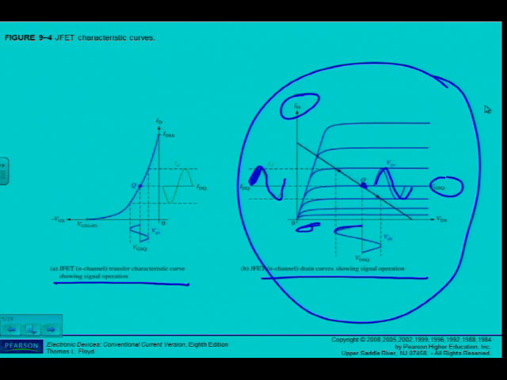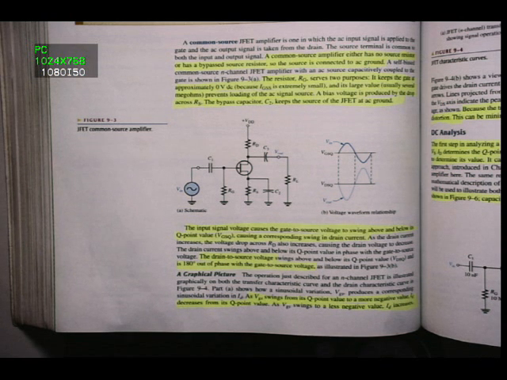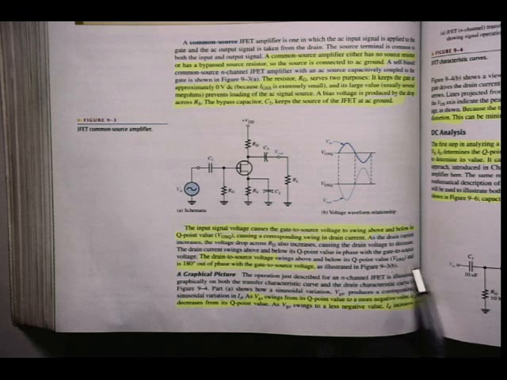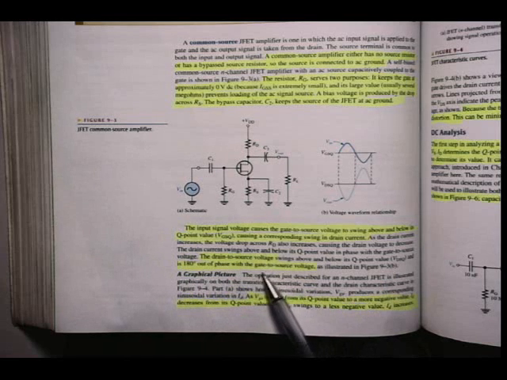And I can also see it here on the transfer characteristic curve, swinging there around the Q point. Here I can see first if VGS increases, I can see that ID decreases and vice versa, on the transfer characteristic curve. But it's discussed there in the textbook as well. On page 438, the drain-to-source voltage swings above and below the Q point value and is 180 degrees out of phase with the gate-to-source voltage, as I've underlined there.